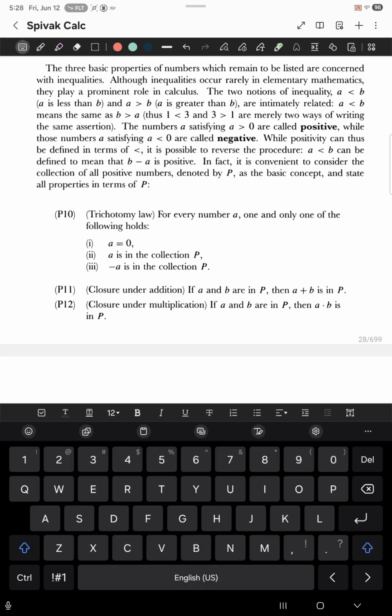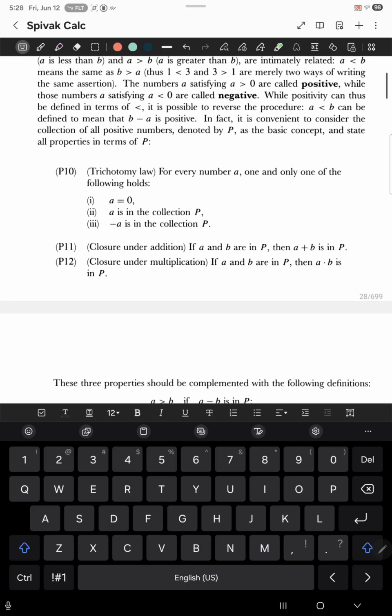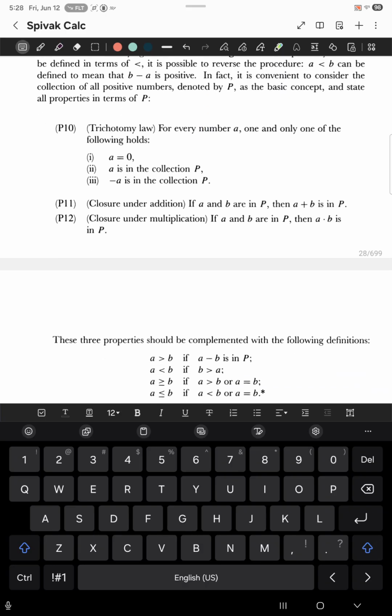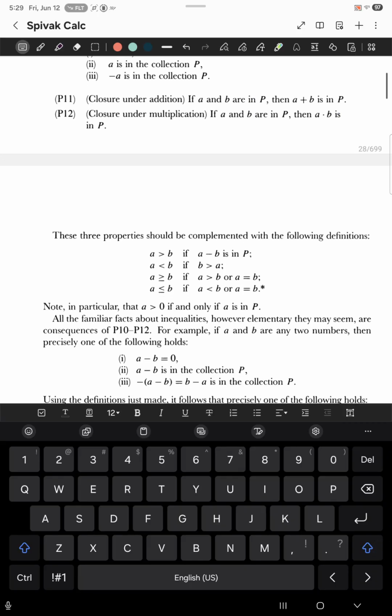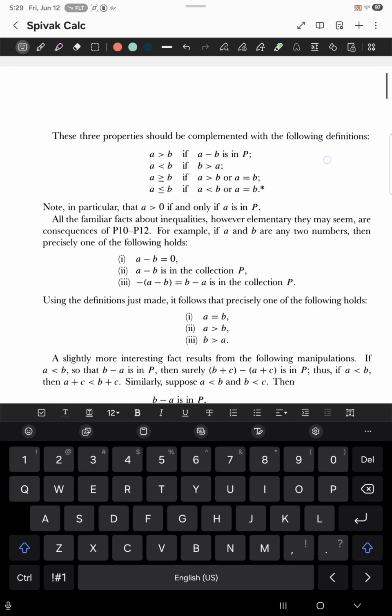Okay, so for every number A, one and only one of the following holds: A is equal to 0, or A is in the collection of positive numbers P, or negative A is in the collection of positive numbers P. So that one of the three holds is one property, and P11 says if A and B are in P, then A plus B is in P. Closure under addition, because when two numbers are in the positive number set, their sum is also in P. Closure under multiplication: when two numbers are multiplied and both are in P, then the product of them is also in P. Okay, seems like pretty intuitive stuff.